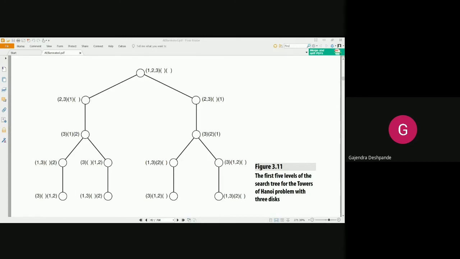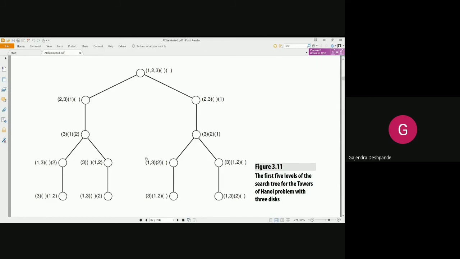Okay, so I'm back. So you can see here, each set of brackets represents a pole or a peg. Okay. So what is our goal? Move 1, 2, 3 from the first set of brackets to the third set of brackets using the second set of brackets. Okay. Now you can see here the initial position is 1, 2, 3, then empty brackets and empty brackets.